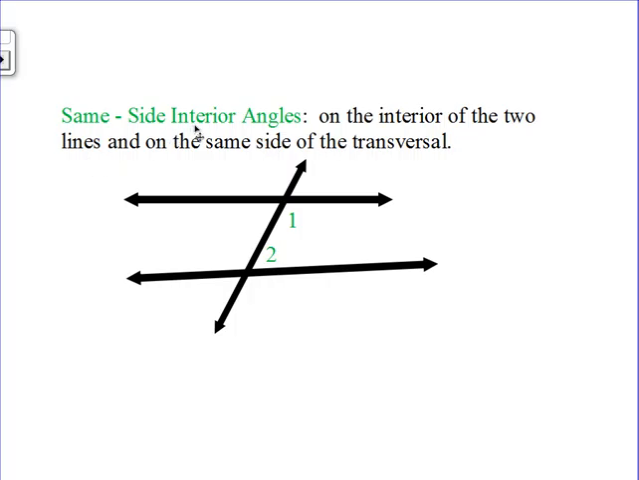Same side interior angles are angles on the interior of the two lines and on the same side of the transversal. So angle 1 and angle 2 would be considered same side interior angles.